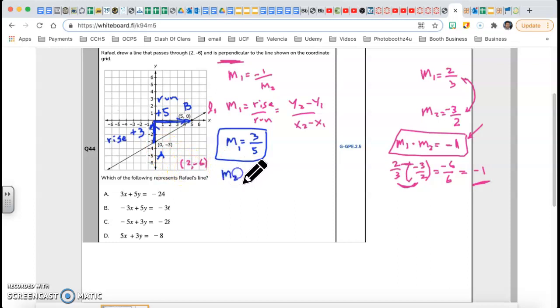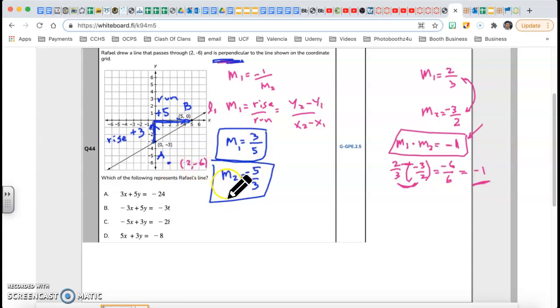So I just said that in order for them to be perpendicular, I need to have opposite reciprocal. Look at this. I had 2/3. I flipped my fraction. I changed the sign. So here, my slope 2, I got to flip my fraction. So 3 over 5 turns into 5 over 3. And if the first slope is positive, the second one has to be negative. So my slope that I want is negative 5 over 3.